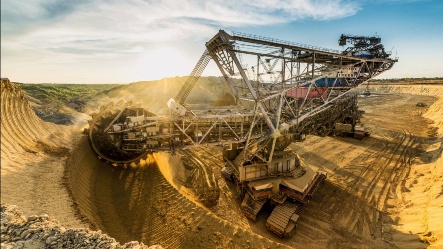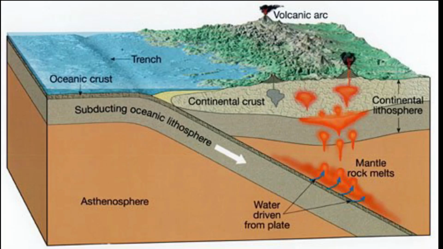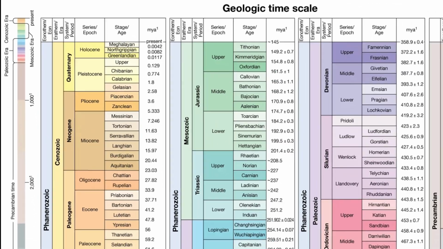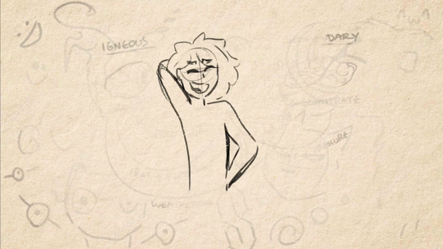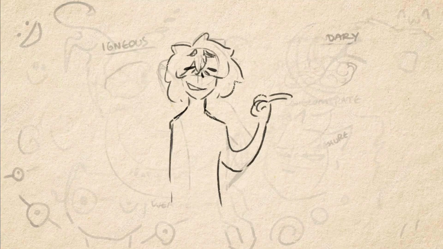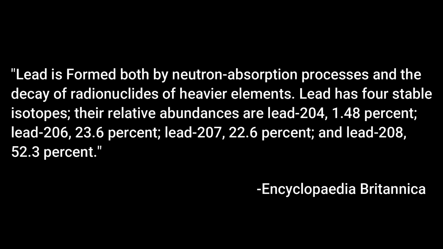And depending on how in detail you want to go, we could trace European geological formations and deposits back literally millions of years. And while I really wanted to be able to go back as far as I could so I could tell you where the greatest abundances of certain minerals and alloys are and why, my initial searches for that looked like this. Lead is formed both by neutron absorption processes and the decay of radionuclides of heavier elements.